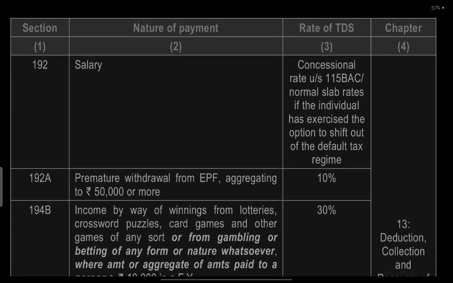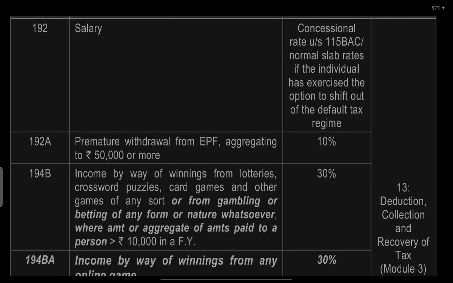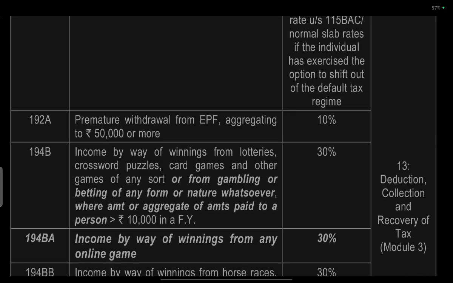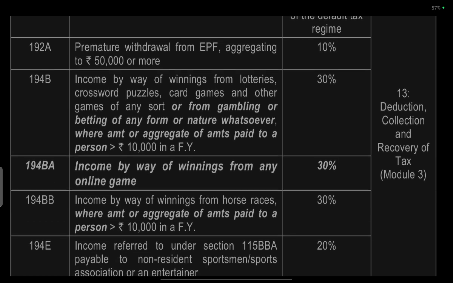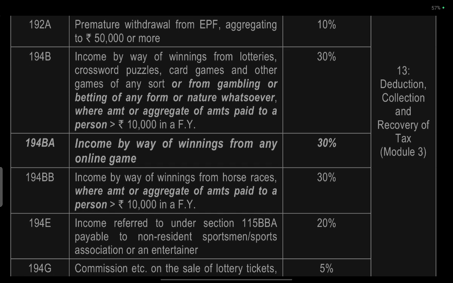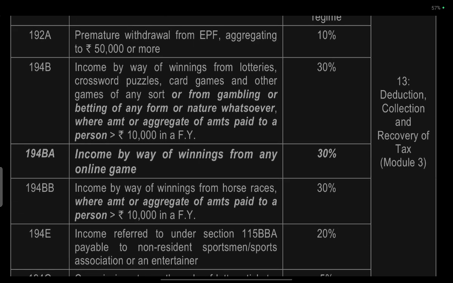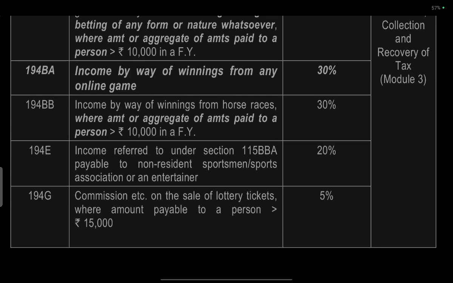Salary: at concessional rate under section 115BAC or normal slab rates, where the individual has exercised the option to shift from the default tax regime. Section 192A: premature withdrawal of EPF where the aggregate is more than 50,000, at 10%. Section 194B: income by way of winnings from lotteries, crossword puzzles, card games and other games, or any sort of gambling or betting of any form or nature, where the aggregate amount paid to a person is greater than 10,000, 30% to be deducted. Section 194BA: income by way of winnings from an online game, 30%.